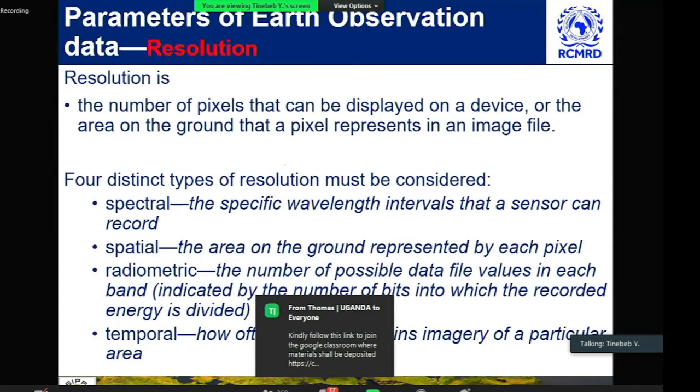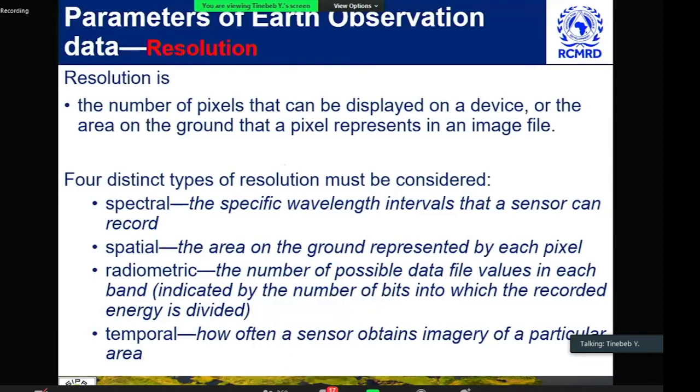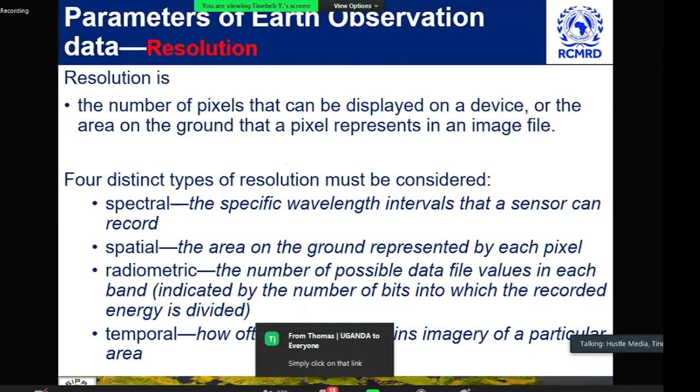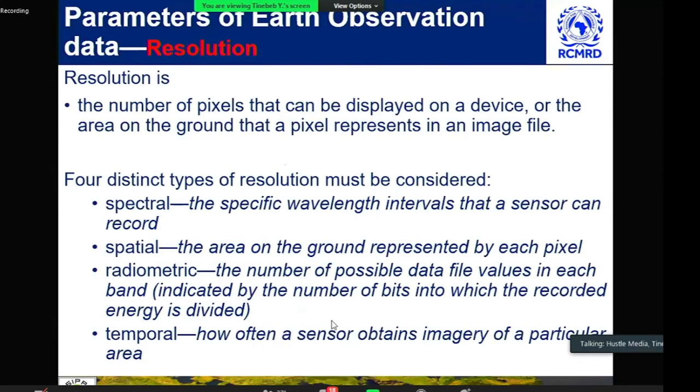So the main parameter of Earth observation is resolution. What is resolution? It is the number of pixels that can be displayed on a device, or the area of the ground that a pixel represents in an image file. We have 4 distinct types of resolution: spectral, spatial, radiometric, and temporal. We will not go through all the details, especially for spectral and radiometric, which takes a lengthy time.